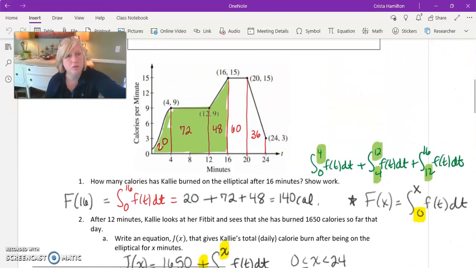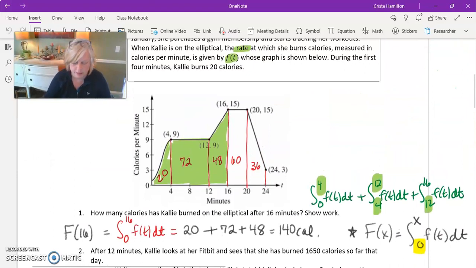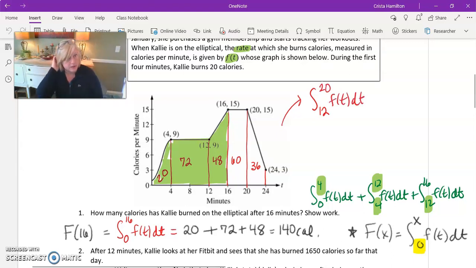Let's come back up to our graph that's right here. And let's think about this idea of moving forwards and moving backwards. What if I wanted to do the definite integral from, say, 12 to 20 of f of t dt. Now, I wouldn't necessarily do this. Obviously, I would just add the two areas up, and then we would see that that's equal to 108. So we know that that answer is 108.